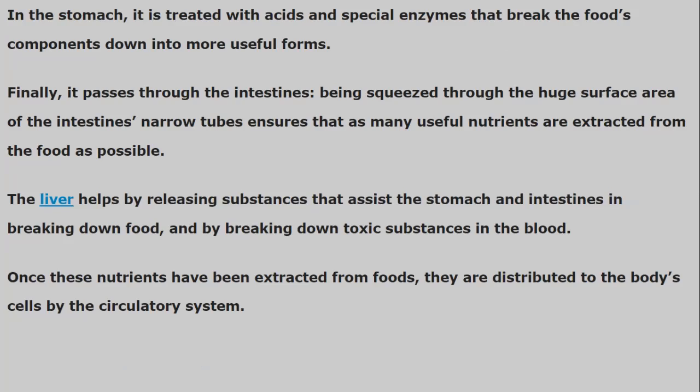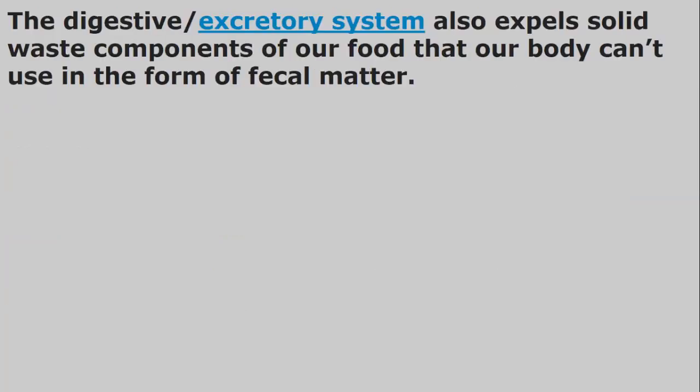Let me do that again. Finally, it passes through the intestines, being squeezed through the huge surface area of the intestines' narrow tubes. It ensures that as many useful nutrients are extracted from the food as possible. The liver helps by releasing substances that assist the stomach and intestines in breaking down food, and by breaking down toxic substances in the blood. Once these nutrients have been extracted from foods, they are distributed to the body's cells by the circulatory system. The digestive system also expels solid waste components of our food that our body can't use in the form of fecal matter.